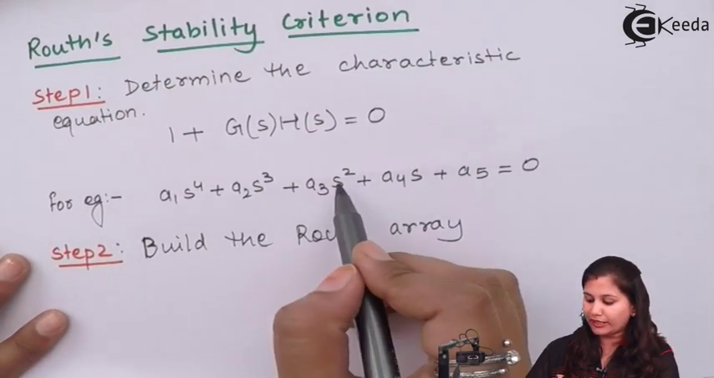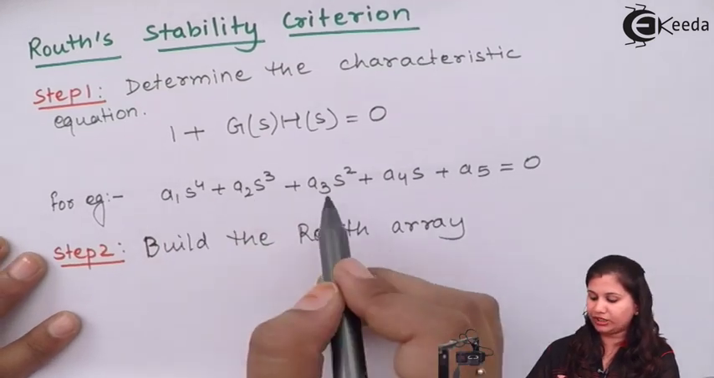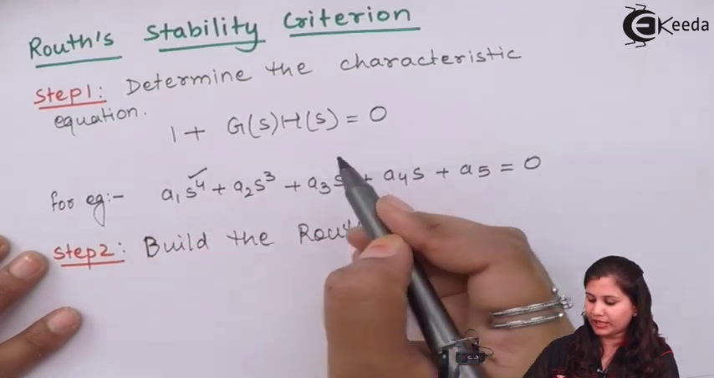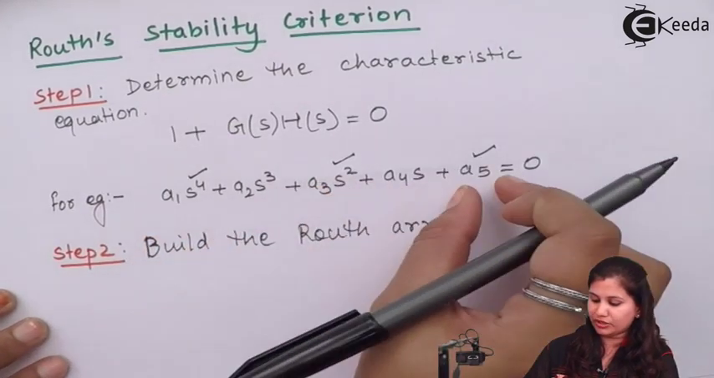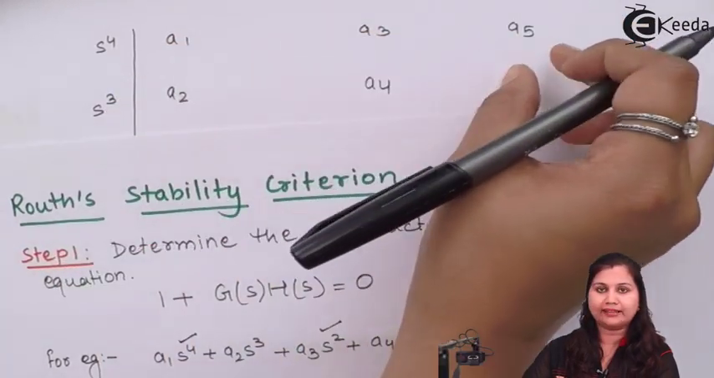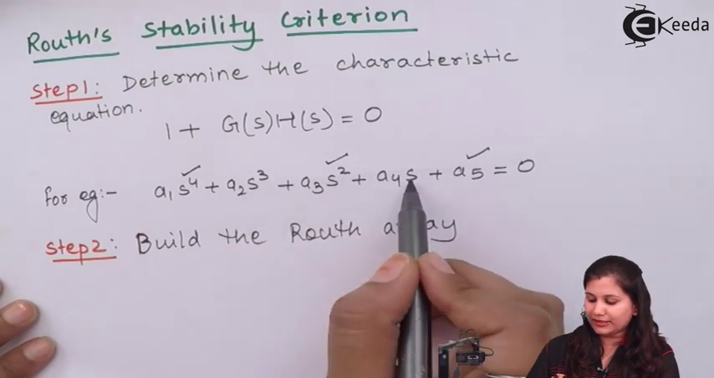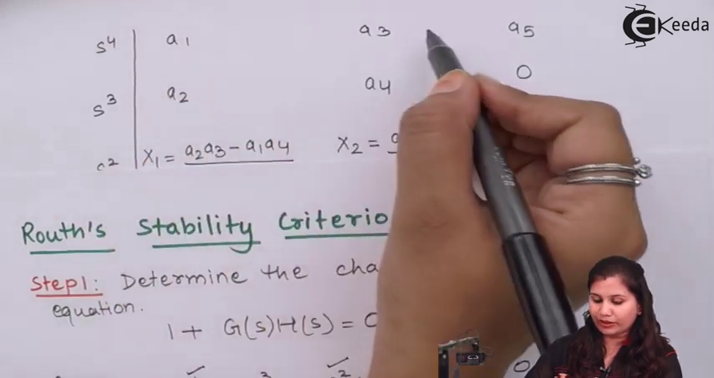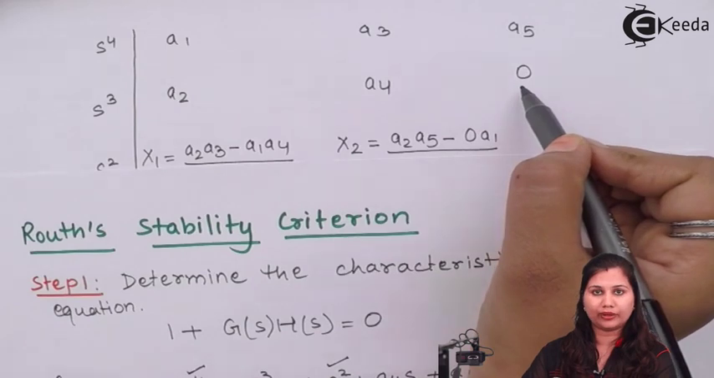Then the coefficient of s to the power of the highest power, which is even, so we are going to start with the even powers of s, that is s^4, s^2 and s^0. We are going to write their coefficients as the first row of this array, a1, a3 and a5. Then for the odd powers of s, we are going to write the coefficients a2, a4. If any coefficient is missing in the array, then we will write 0 for that coefficient.